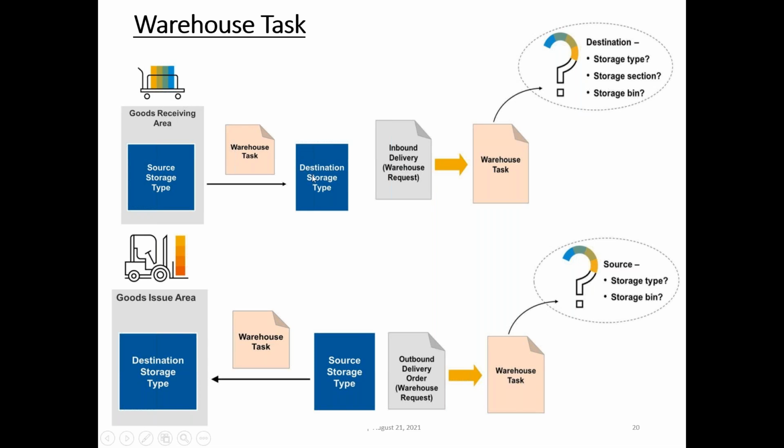Everything will be there in the warehouse task. This is a kind of transfer order in the WM application. So as you see, on the inbound side, you move from the goods receipt area to the warehouse bin, and on the outbound side, you withdraw or pick from the warehouse bin and move it to the goods issue staging area.